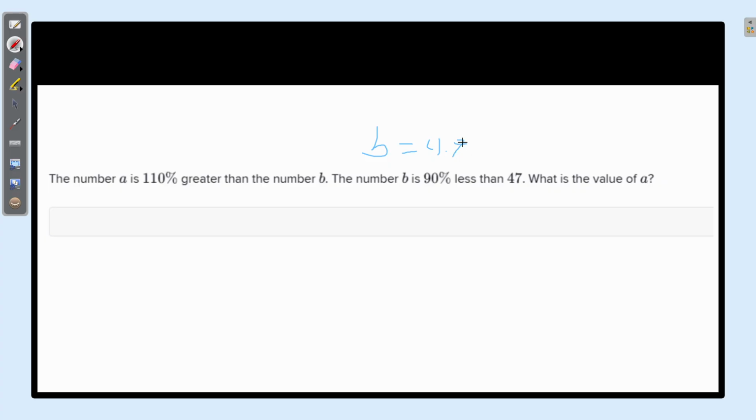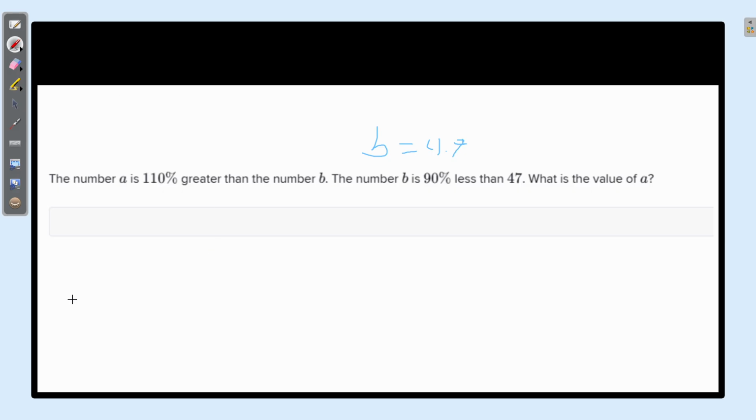Now A, this is where it gets tricky, because some people might want to say that A equals 1.1B. And that's not right, because it's saying that A is 110% greater than B. It's not saying that A is 110% of B. Because if it was of B, then yes, this would be right. But since it's greater, well, remember that if something is 100% greater than something else, it's double, which means that this logically is not the answer.